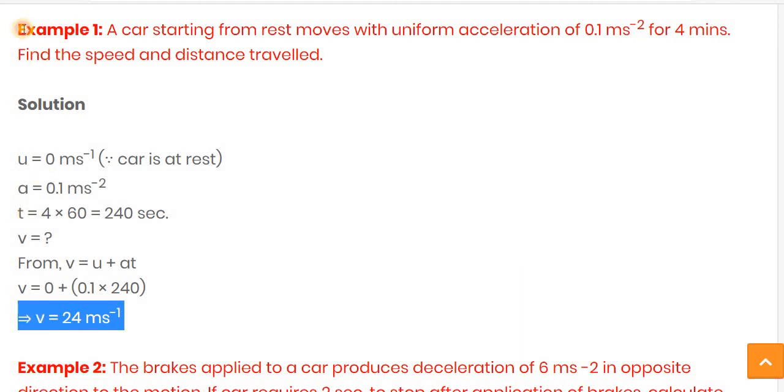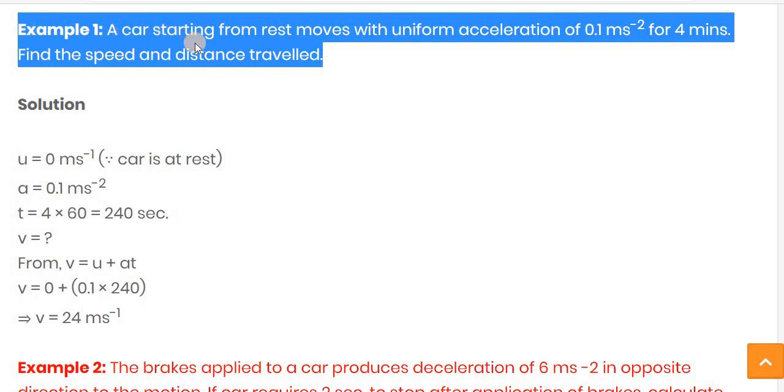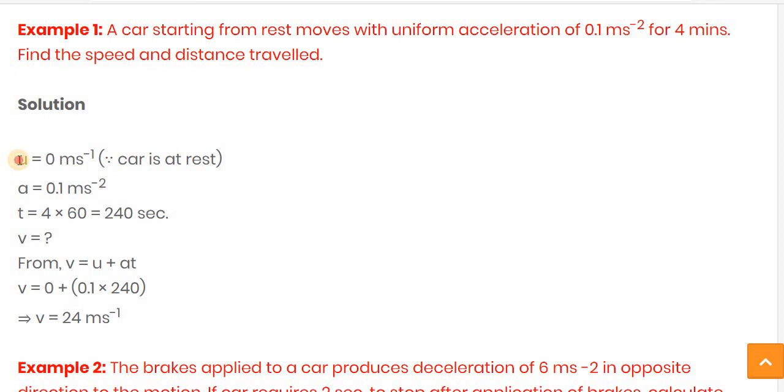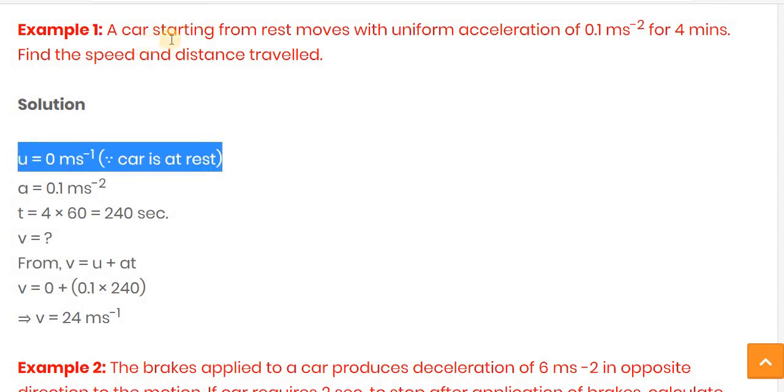Let's see example number 1 one more time. A car starting from rest moves with a uniform acceleration of 0.1 meter per second square for 4 minutes. Find the speed and the distance traveled. Whatever the data is given, we have to write down first. Here u is not given, but from the question we get to know that the car is starting from rest, means the initial velocity is 0 because it starts from the rest condition. That's why u is 0.